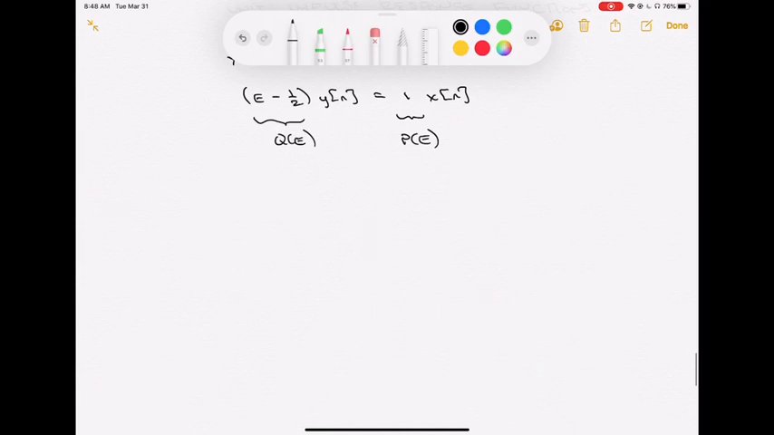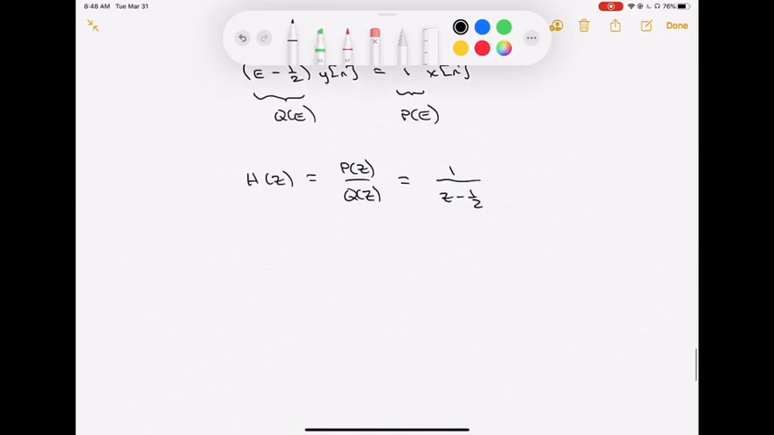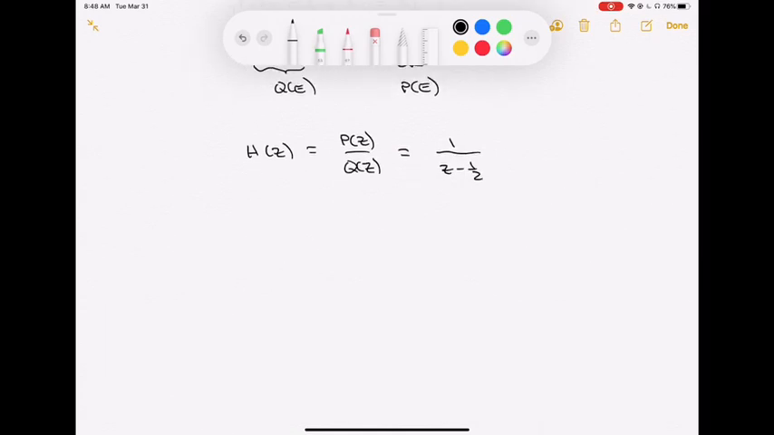So in this particular case, writing out the transfer function H of z is absolutely simple. It's P of z over Q of z. We've already derived that. P of z is just 1. Q of z is going to be z minus a half. So I have the system transfer function. It's got a single pole at a half. That single pole at a half is inside the unit circle, so this is also a stable system.